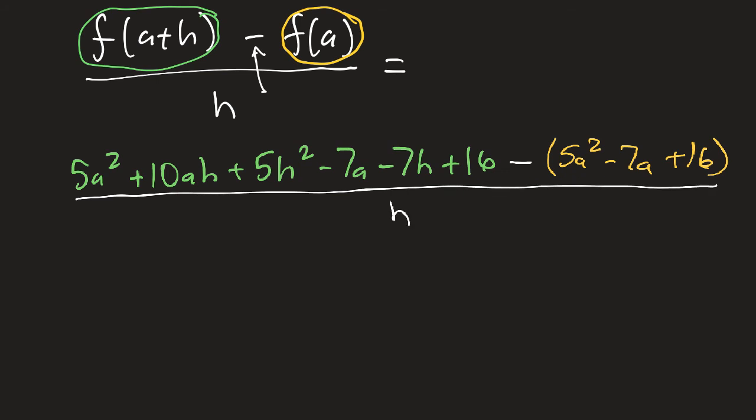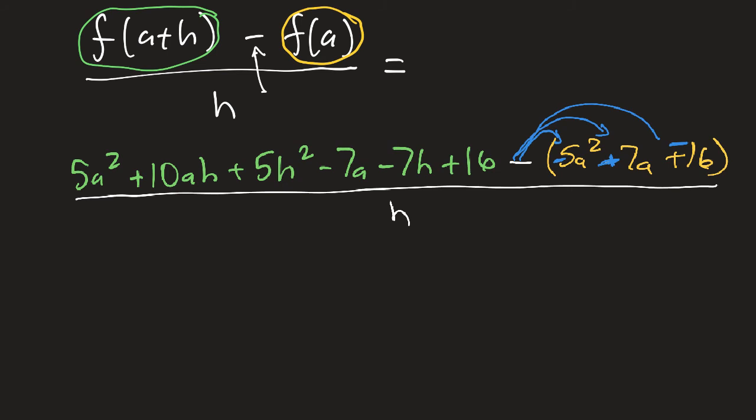So right now it looks pretty nasty. But what we'll do is we'll start simplifying this thing. One thing I want to point out is that trinomial in yellow there, we have to distribute this minus sign. So that's really a negative 5a squared, this is really a plus 7a, and then this is really a minus 16. Sorry, just the 16, no a with that one.